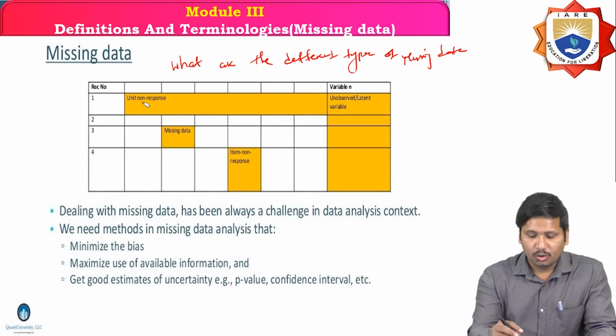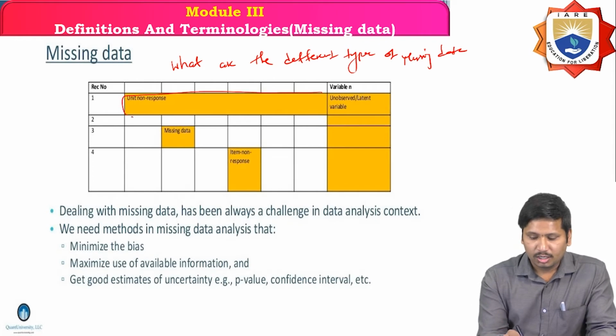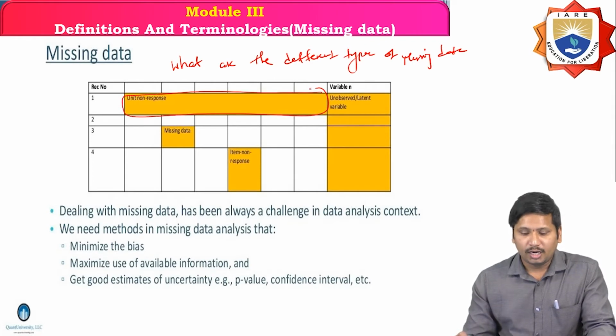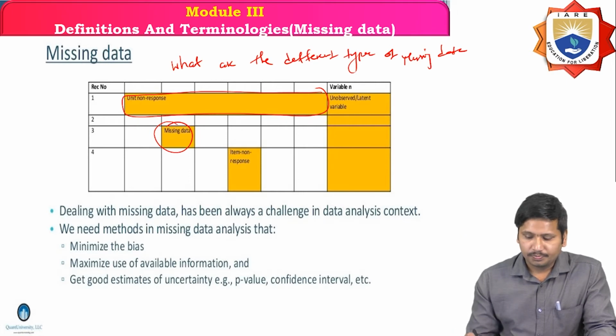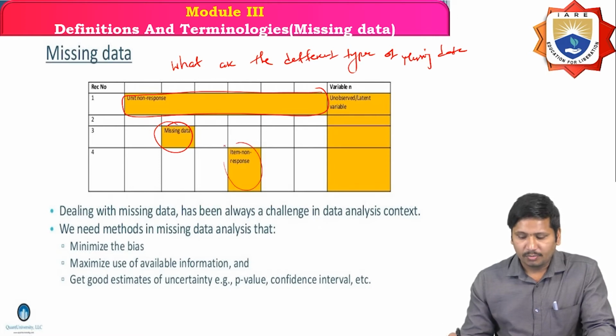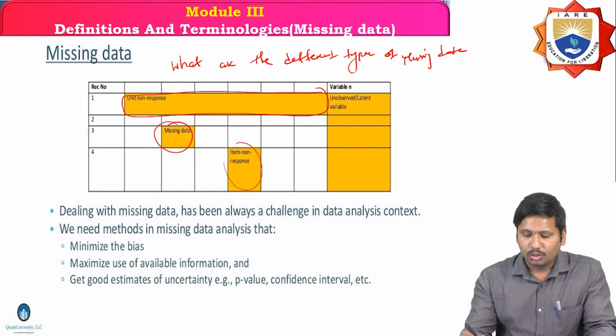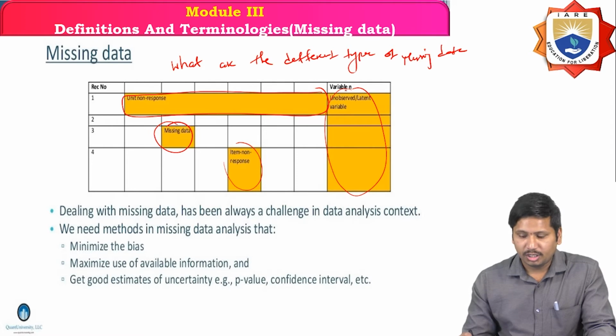Unit non-response missing data means the data is missing for an entire row. That kind of missing data we call unit non-response missing data. If some particular field is missed while filling in the table, normally we call it missing data. And if any one of the columns is missed, that should be considered item non-response missing data. And if an entire column of data is missing, we call it unobserved or latent variable data.